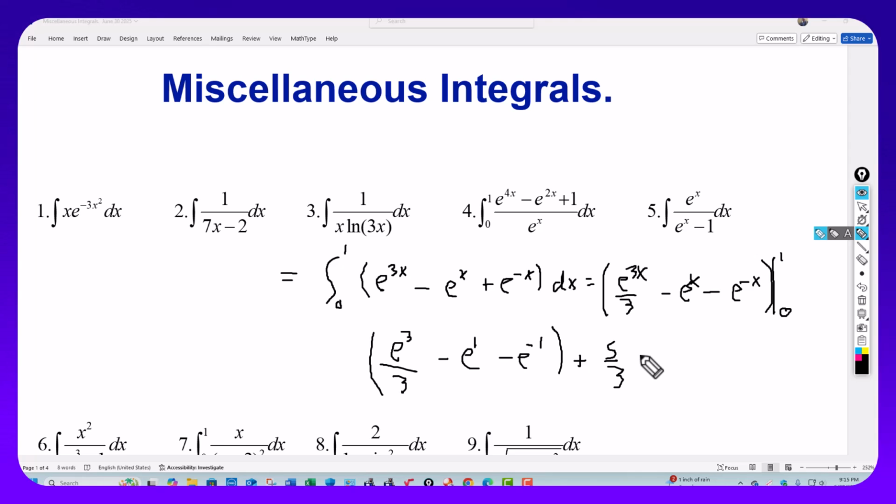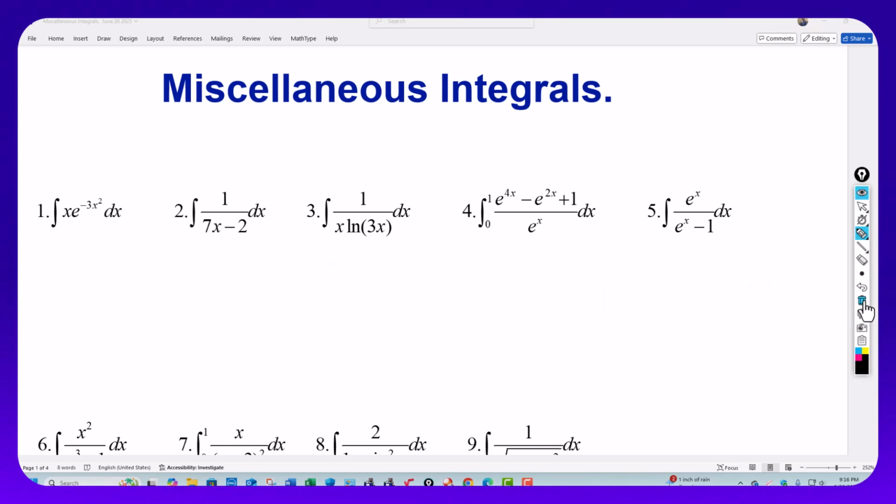And since these are all different, we could actually leave the answer in that form. But if you have a calculator here, or they ask you for an approximation, use your calculator and combine this out, and we're going to get 5.276. So that's your answer to 3 decimal places. Let's clear this. Now let's look at number 5.